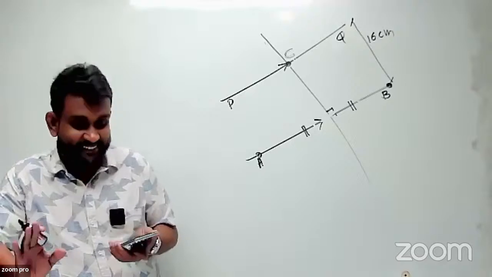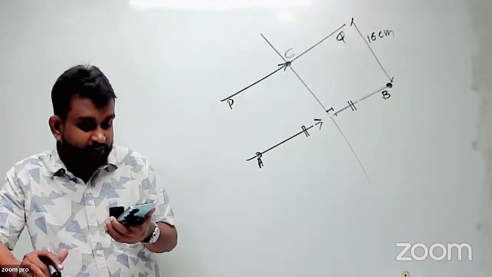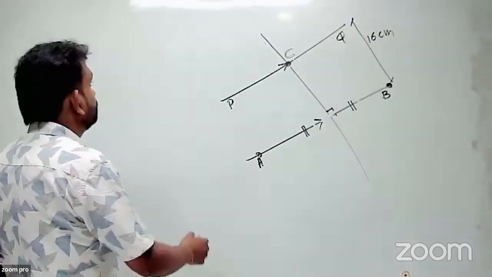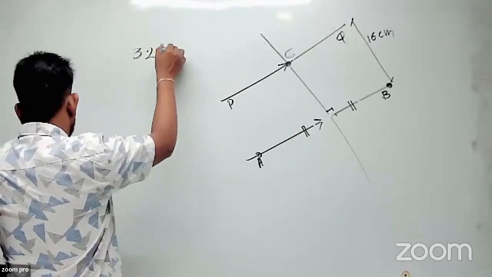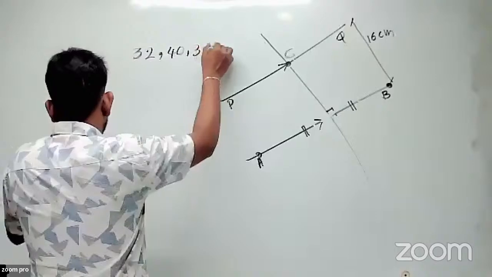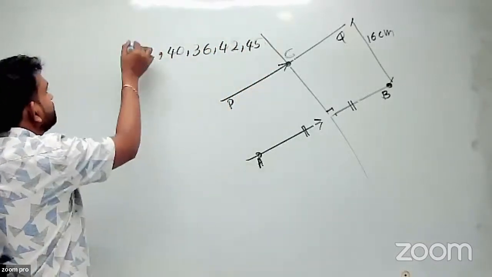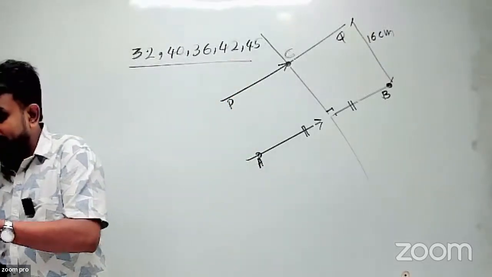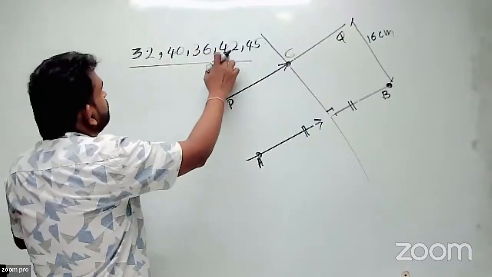Otherwise keep silent. Okay. The mean of the given 5 numbers means the average. So we have the numbers 32, then 40, 36, 42, 45. So the mean means the average of these numbers. How many numbers? 1, 2, 3, 4, 5.